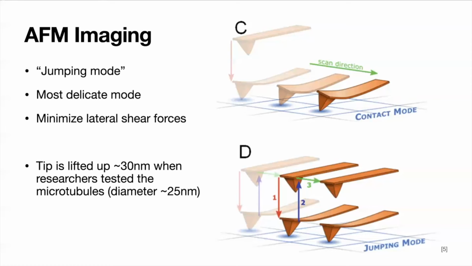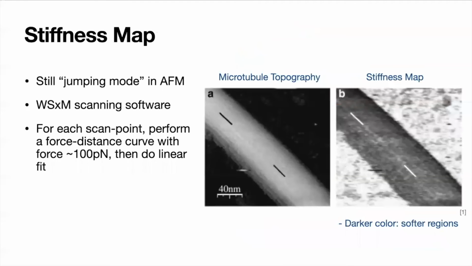In our experiment on microtubules, the tip is elevated to about 30 nanometers from the surface before we move forward to the next point. We know that the diameter of microtubules is typically about 25 nanometers, so it is usually smaller than 30 nanometers. So we are indeed minimizing our lateral drag forces on the sample.